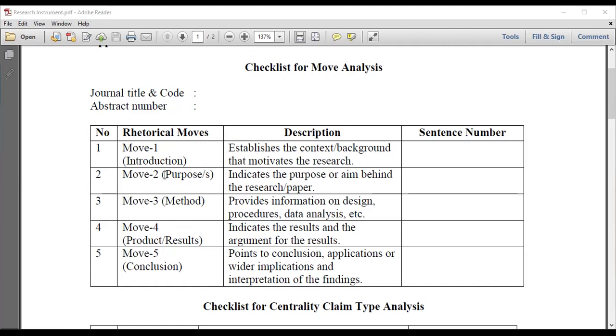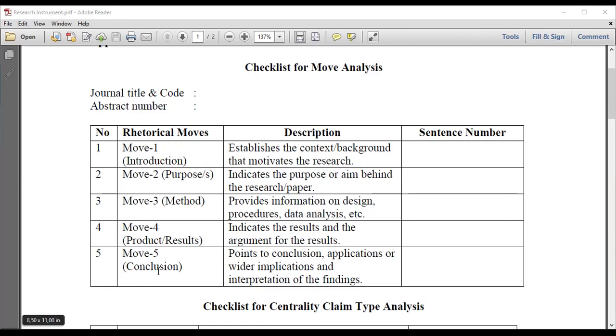I think it is very impossible if the method comes first and then the purpose. It is very rare. Or the results come first and then the method. It is also very rare. So the order is like this: introduction or background, purpose, method, results, and conclusion. Most of the time it is this order, from 1 to 5.